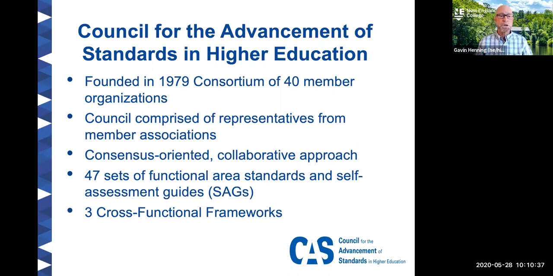Each member of the consortium has 2 representatives, and these are the individuals who really have the primary responsibility for developing, revising the standards, and finally approving those standards. And the reason that this is important is because we have a consensus-based approach. And so when we approve standards, they are really approved by all of these organizations and thus approved by the field for the field. We have 47 sets of functional area standards at this point.